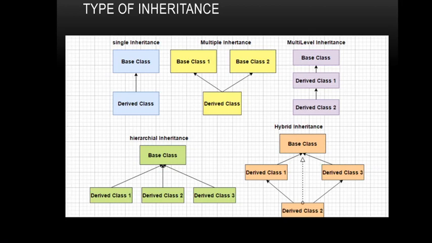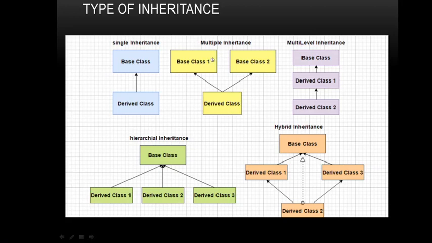Let us see what are the types of inheritance in object-oriented programming. The first type is single inheritance, where a base class is there and a derived class is there. Derived class, that means the child class. Base class is the parent class. So only one parent, one child. So this is a single inheritance scenario.